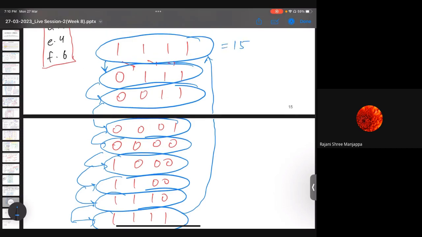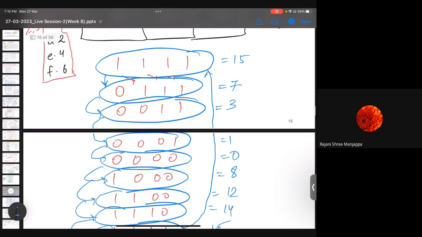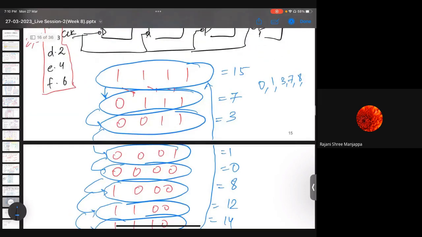This is 7. This is 3. This is 1. This is 0. This is 8, right? This is 12. This is 14, and this is 15. So the states which are occurring are 0, 1, then 3, then 7, then 8, then 12, 14, 15.